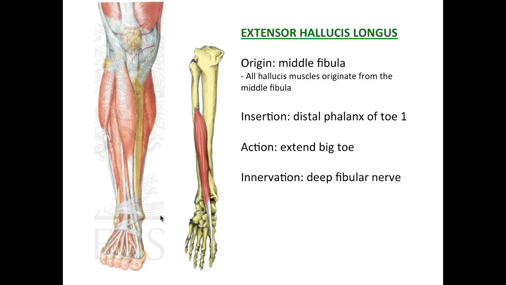Next we have your extensor hallucis longus, and remember when you have the word hallucis in there, it's always going to refer to the big toe. So this muscle originates from the middle fibula, so you can also keep in mind if you're trying to memorize some origins that any muscle that has the word hallucis in it originates from the middle fibula. And the insertion is the distal phalanx of toe 1, and its action is to extend the big toe. Innervation is deep fibular nerve.